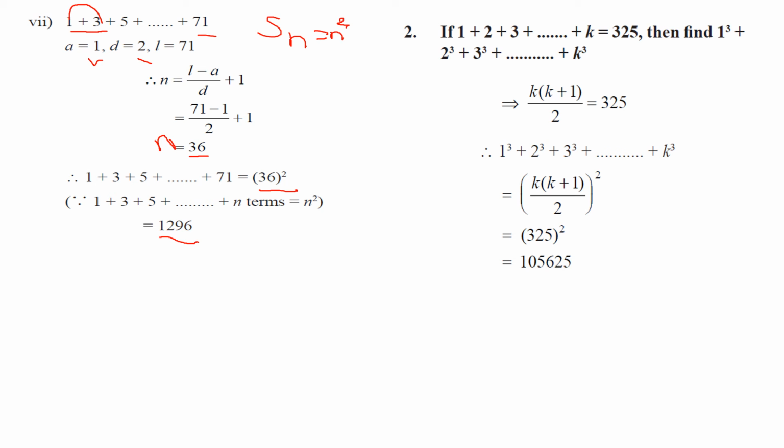Next one. If 1 plus 2 plus 3 up to k is given 325, find 1 cube plus 2 cube plus 3 cube up to k cube. It's very easy because given 1 plus 2 plus 3 up to k equal to 325 means we use n into n plus 1 by 2. Here k given, so k into k plus 1 by 2 equal to 325. 1 cube means what formula? k into k plus 1 by 2 whole squared only. So you can use 325 whole square. That is 1,05,625 is the answer.